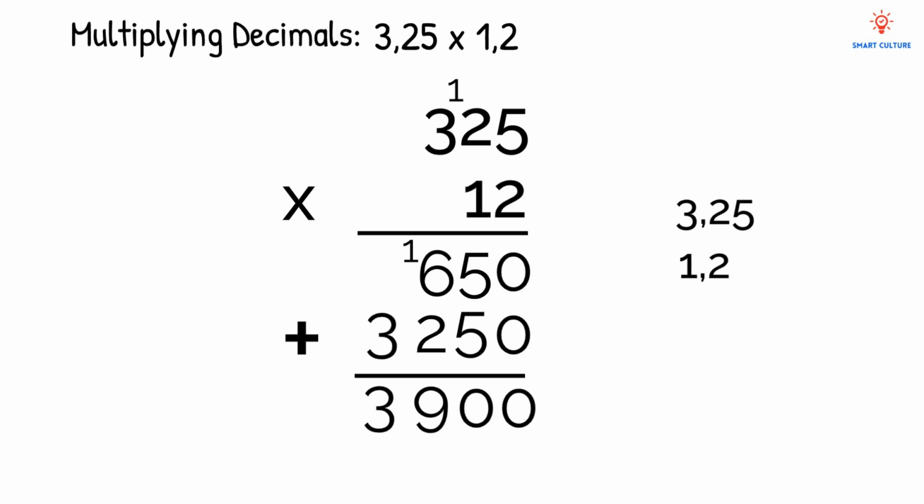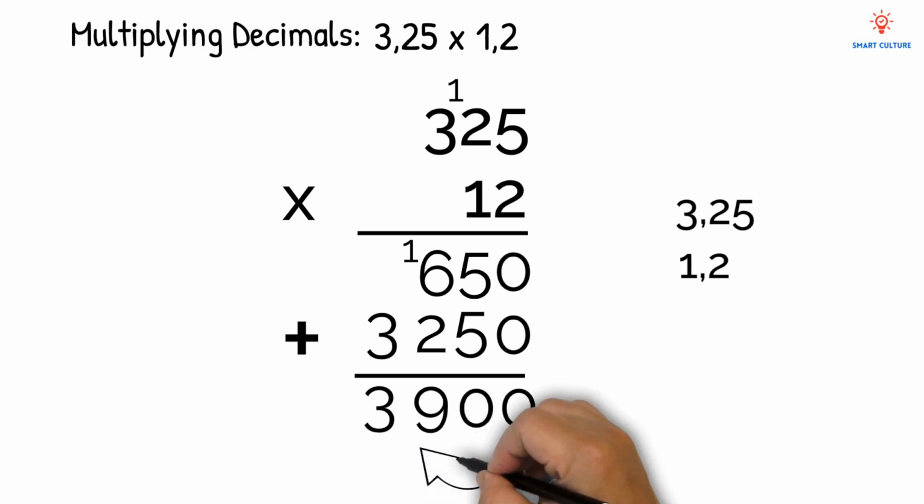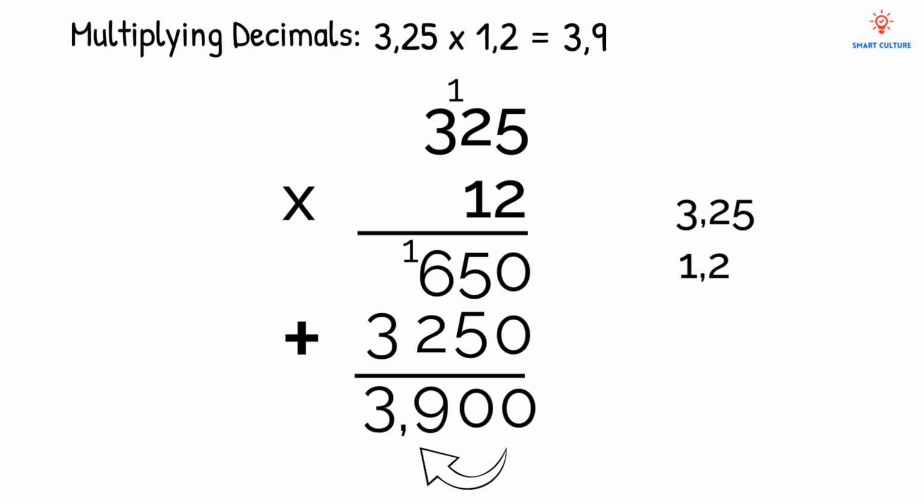Step 4. Place the decimal. Starting from the right of your answer, 3,900, move the decimal point 3 places to the left, the total number of decimal places you counted in step 3. So, 3,25 times 1,2 equals 3,900, which can be written as 3,9. And that's your final answer.